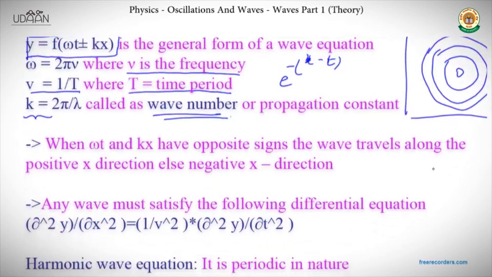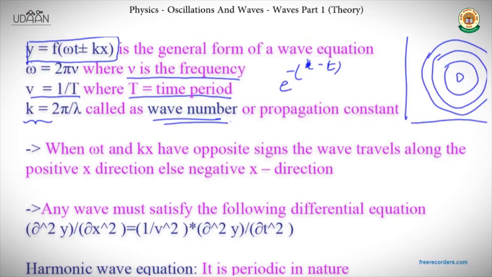And then, how do we identify in which direction the wave is traveling? Till now we have seen 1D waves, so in 1D that means either going right or going left. Suppose I have f of omega t minus kx. This means that the wave is moving in positive x direction, because the signs of the coefficients of t and of x are opposite. When it has opposite signs, it is moving in positive x direction. When it has the same signs, it is moving in negative x direction.